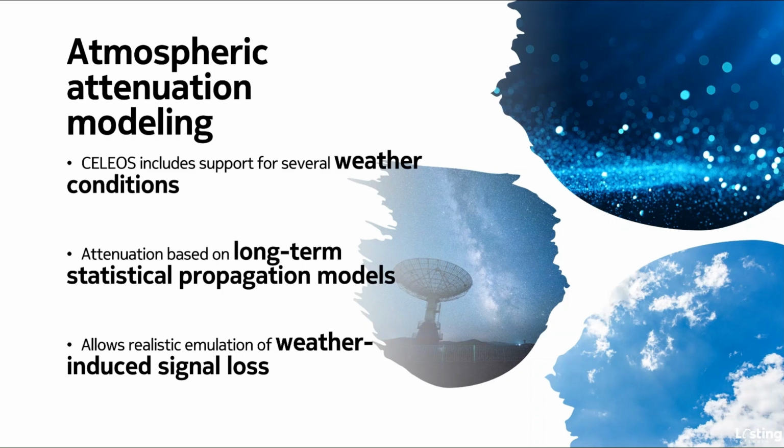Power loss due to atmospheric conditions is based on ITU-R P.618-13, whereas rain rate calculations are based on ITU-R P.837.